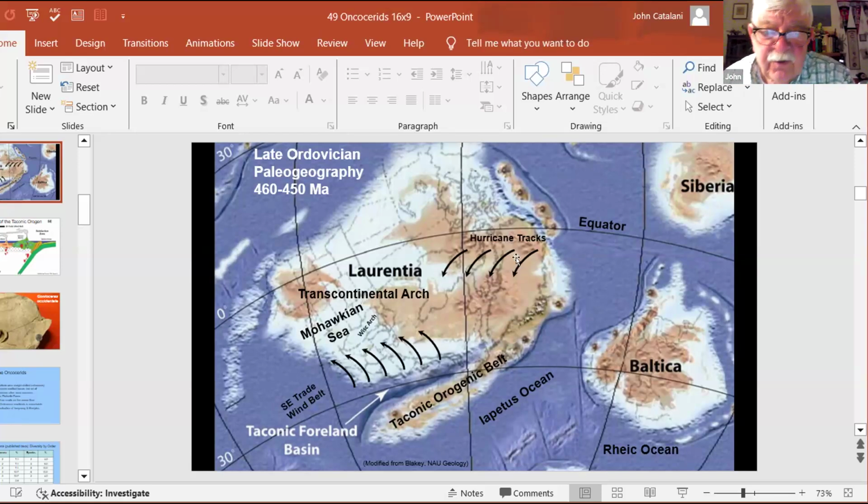All right. So what you have here is 10 to 15 degrees away from the equator is where hurricanes form, both in the southern and northern hemisphere. You have to have that Coriolis effect in operation. The equator has no Coriolis. Just a little bit of physics for you.